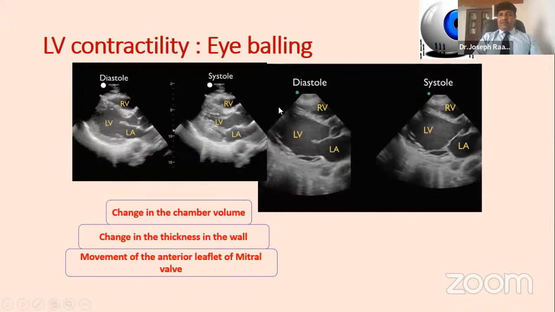So if your image is going to be like this, then you can be very clear that this patient has got poor LV systolic function. We are not very bothered about whether it is 30 or 28 or 25, but we know that this patient has got poor LV systolic function.